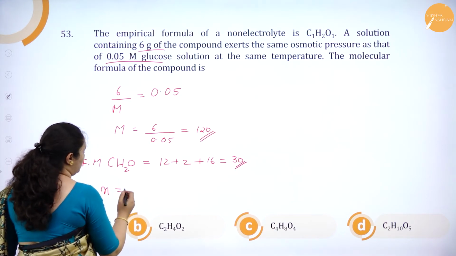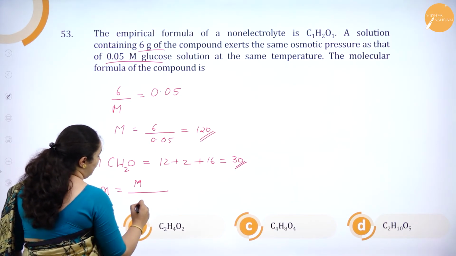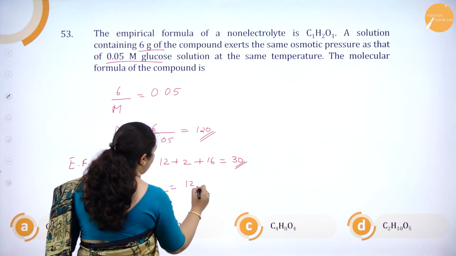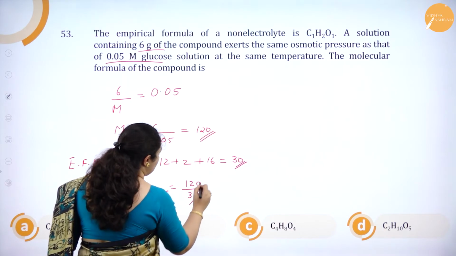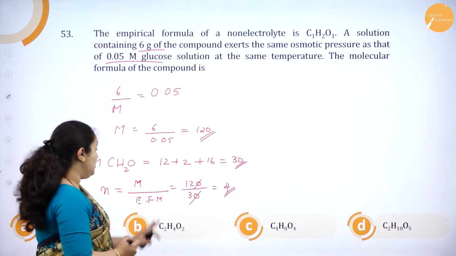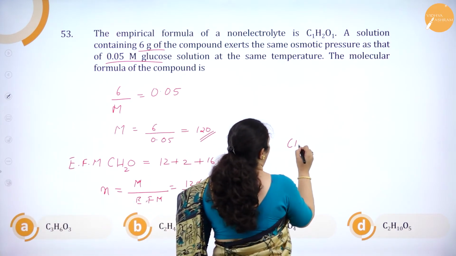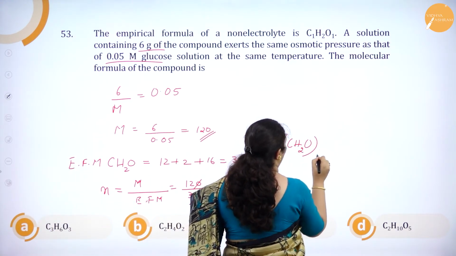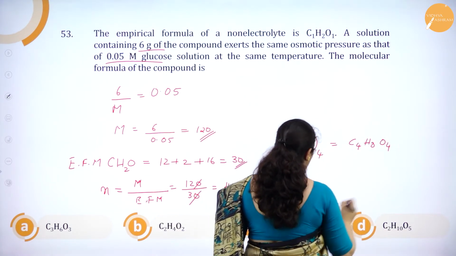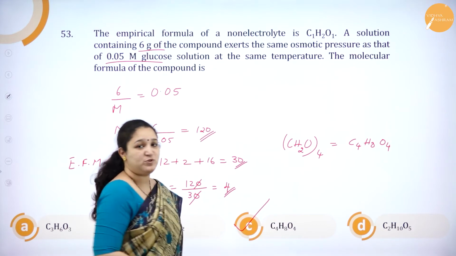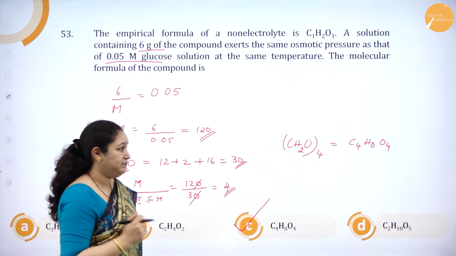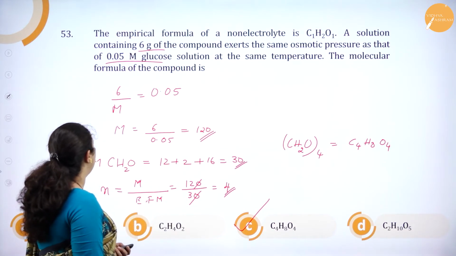So n is equal to molecular mass by empirical formula mass. So molecular mass is 120, empirical formula mass is 30. So I'll get it as 4. Correct? So CH2O 4 times is C4H8O4. So the answer is option C. Okay. So I hope you have understood this question. We shall see the next question.